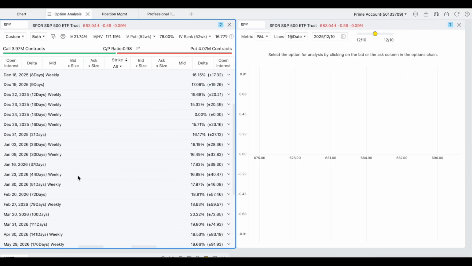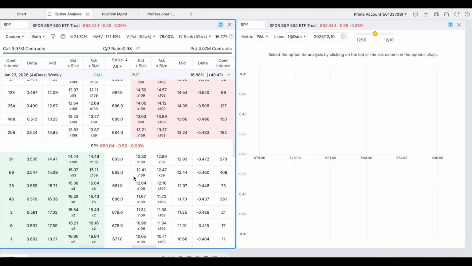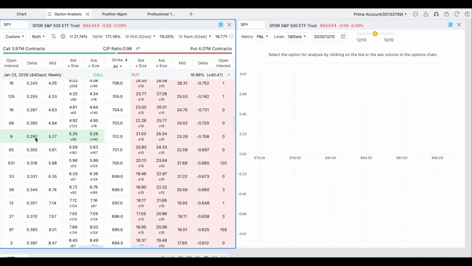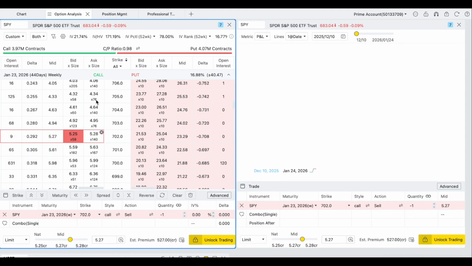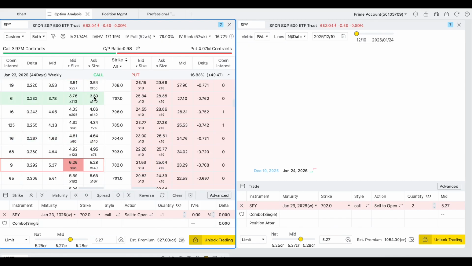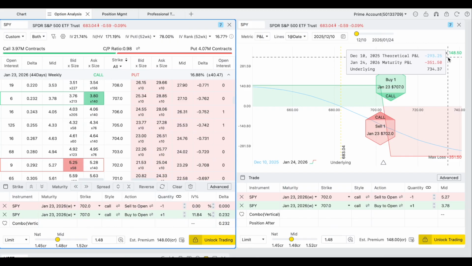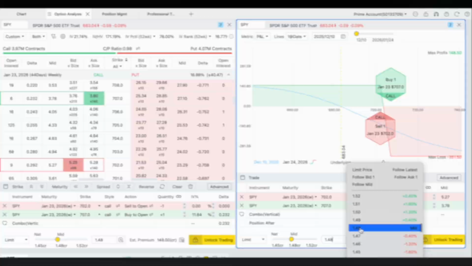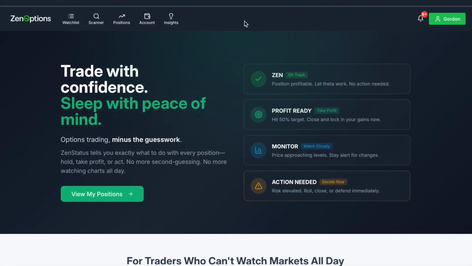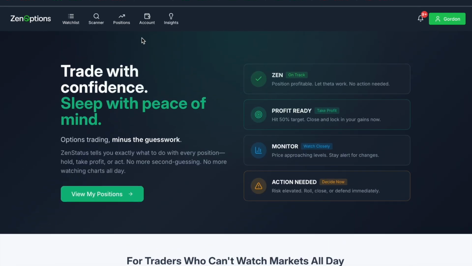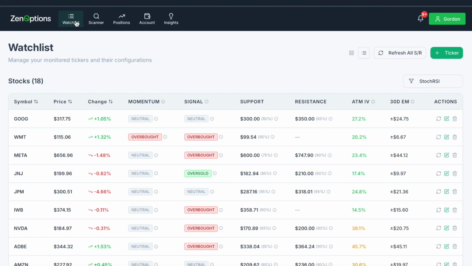But doing all this takes time and is very manual, and it's easy to miss good opportunities. Here's where ZenOptions really changes the experience. Everything we just covered, checking support and resistance, evaluating momentum, finding the right DTE, scanning deltas, testing widths, calculating risk-reward, ZenOptions does all of this automatically. Let me walk you through the exact workflow I follow every day to keep my trading systematic and disciplined.